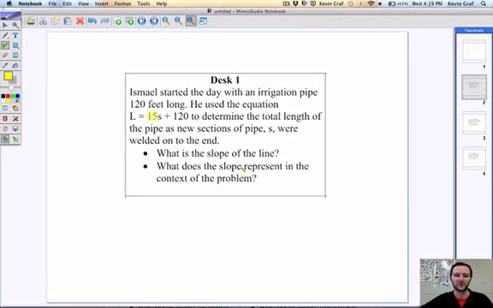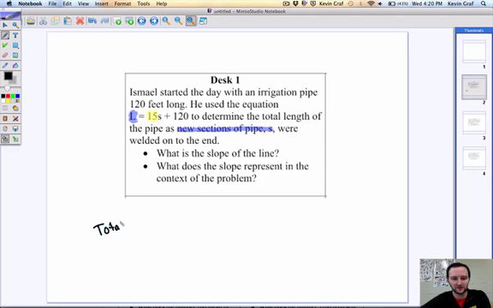What does the slope represent in the context of the problem? This question is a little bit harder. This question asks you to interpret. Okay? And it says that my variable S is each new section of the pipe, and L is the total length of the pipe. So what this equation really means is that the length of the pipe equals 15 feet per section plus 120. Here's that in words.